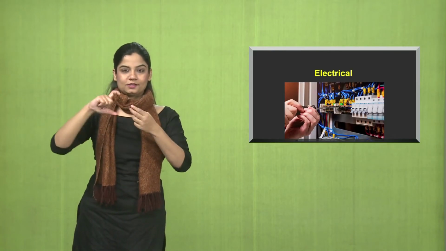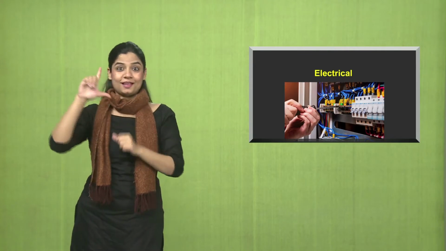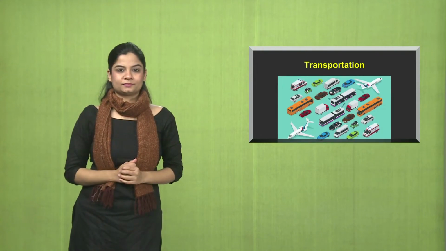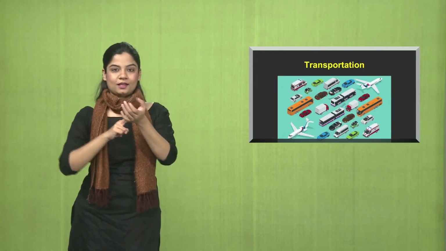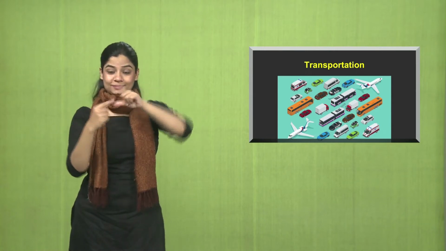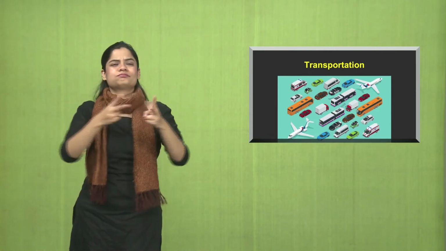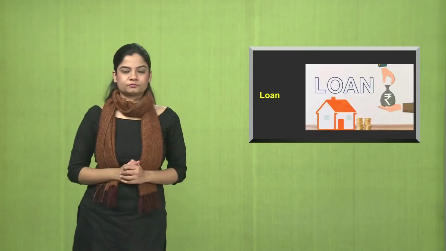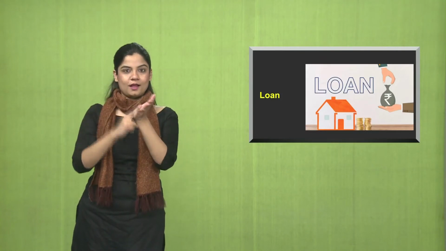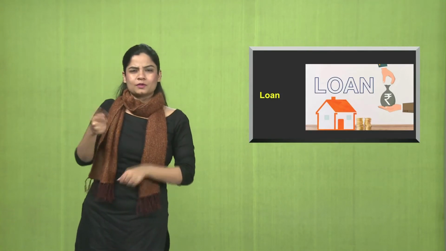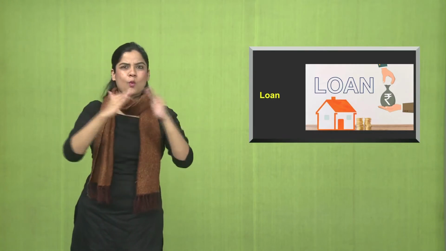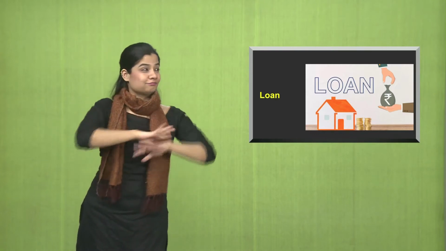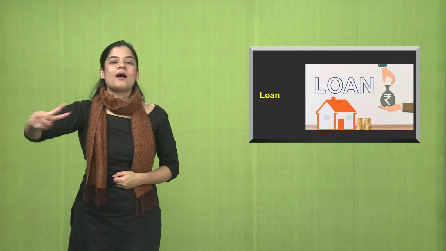Electrical, concerned with electricity, something that produces electricity. Transportation, the movement of persons via different vehicles, as you can see in the picture, that's called transportation. Loan, that's the sign. For example, we borrow money from the bank. If we have to buy a house or there's a marriage in the house and we need some money, we take some money from the bank and after we've earned it back, we give it back to the bank. So a loan is a borrowed sum of money which is paid back.